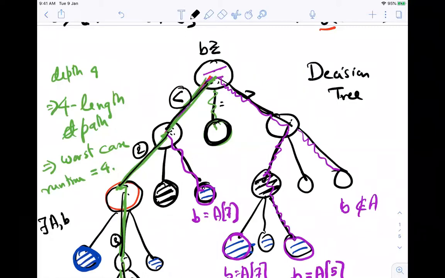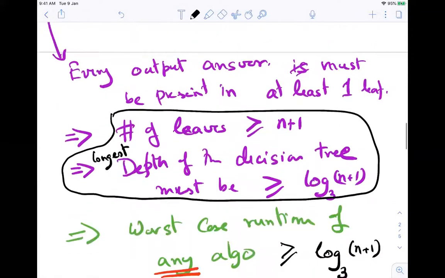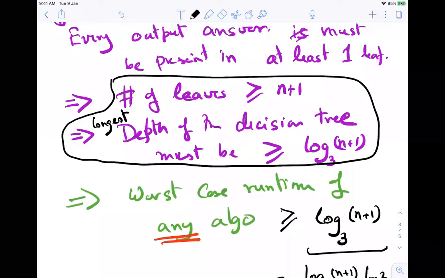But in this case, equality holds if the branches increase by a power of 3 in each step. If branches increase by a power of less than 3 in each step, then the depth will be even longer. Yes. So in that case, what will be the lower bound? The lower bound will go up. So I am not saying that this is the exact answer. I am just giving you a lower bound.